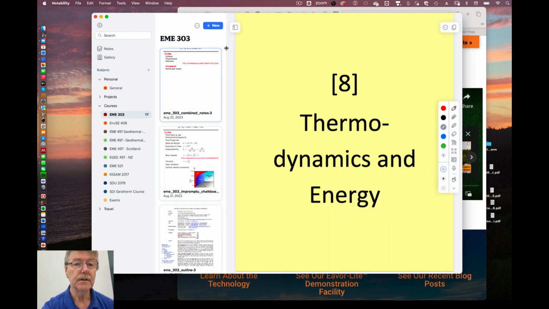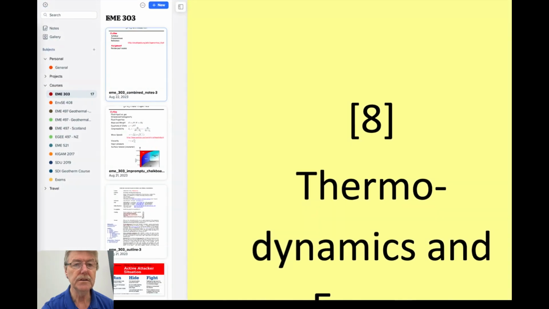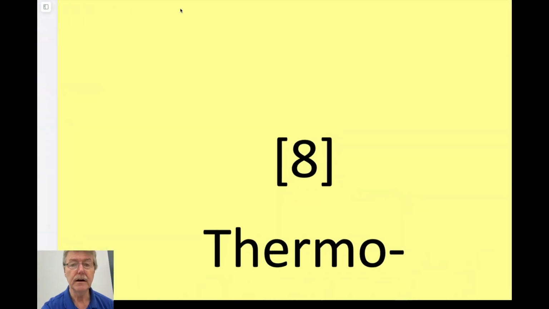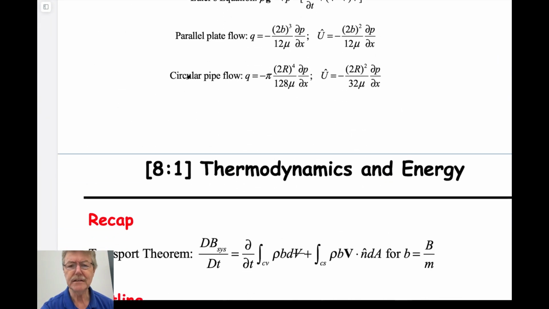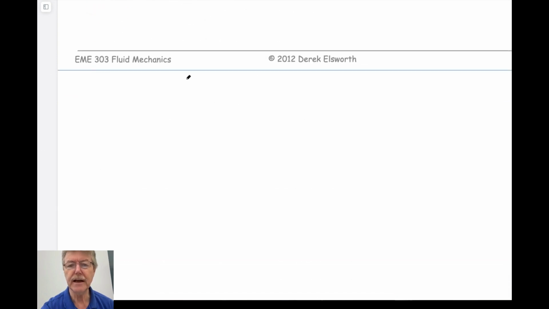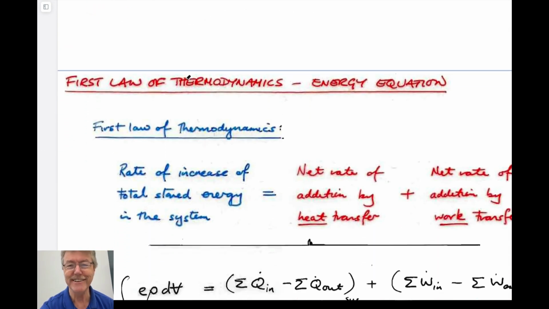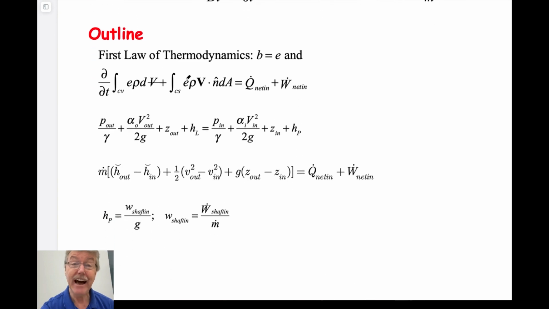And so this is where fluids meets thermo. This class used to be a 5-credit thermo/fluids class, and the students hated it. And so now it isn't one.